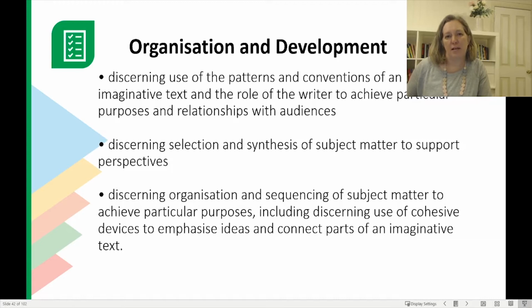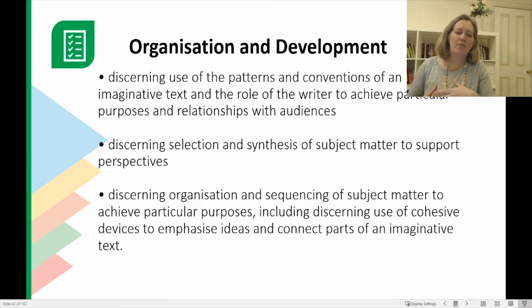So now we come to the second criterion, which is organisation and development. So this is looking to see, can you actually structure this as a creative piece? Now, the close details of your structure will depend on the actual genre that your teacher has specified. But regardless of what that genre is, everything creative is going to follow the same sort of pattern.